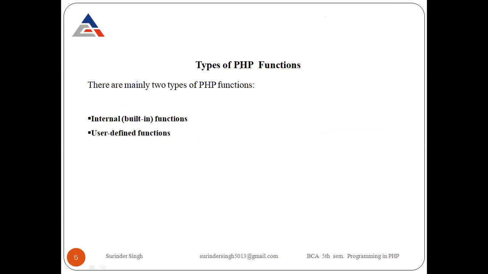Now, types of functions. There are basically two types. One is internal, or we can say built-in or ready-made functions that come with core PHP, and the second is user defined functions. And what are user defined functions? These are functions created by the user according to the application, according to the requirement. Built-in functions come with PHP, and you just use them.